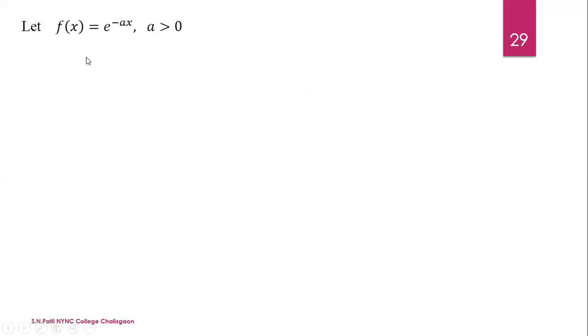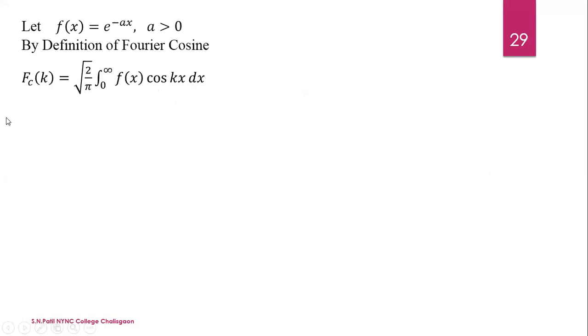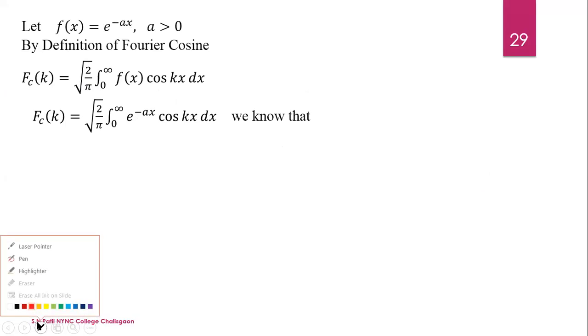Let we have the function f of x is equal to e raised to minus ax. By definition of Fourier cosine transform, capital F suffix c means cosine transform is equal to under root 2 upon pi, integral 0 to infinity f of x cos of kx with respect to x. Now put the value of f of x: e raised to minus ax cos kx with respect to x.